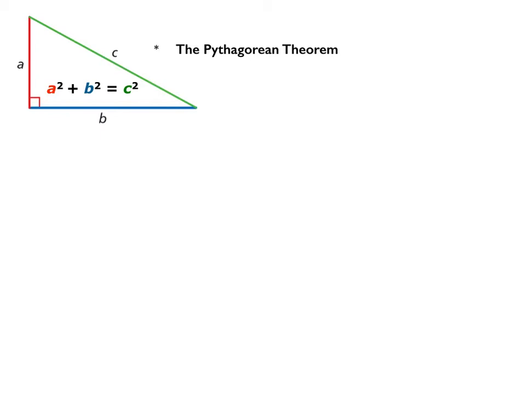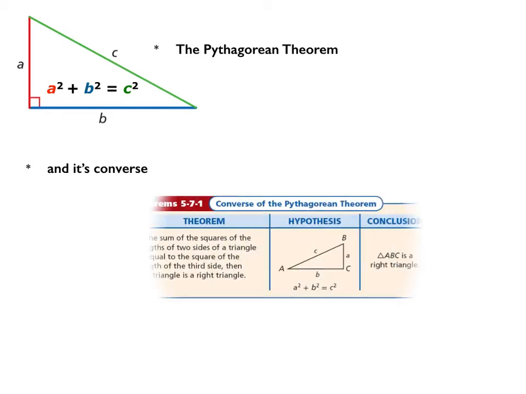A squared plus b squared equals c squared, c squared being the hypotenuse or the longest side of a right triangle. We also have one that's a little less familiar. We have the Pythagorean theorem and we have its converse.